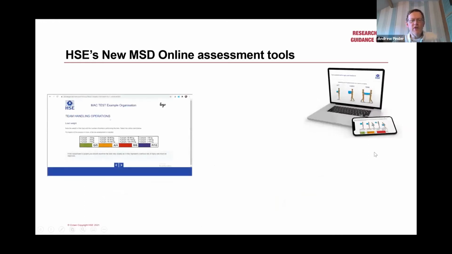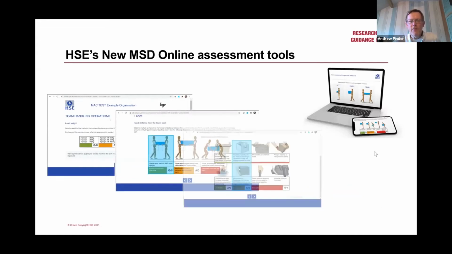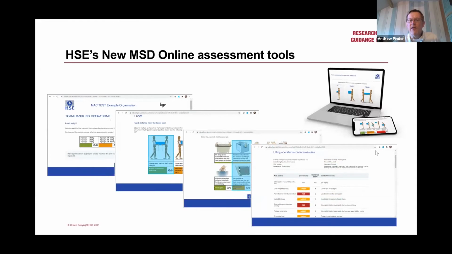So these are just some screen grabs from it. There is potential for a version which can be customized, so you can put your own company logo in. And you can see it takes you through the individual risk factors, such as team handling, grip on load, and then it gives you an output score with the color coding.